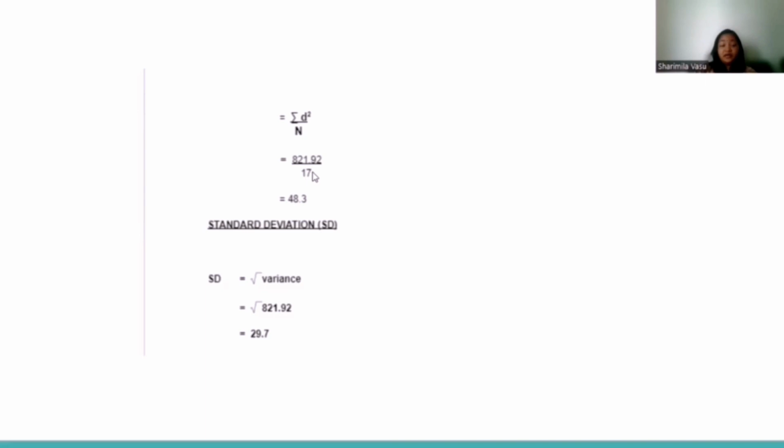Because we have 17 responses. So the standard deviation, this is the formula of standard deviation, and 821.98. So the answer is 29.7.